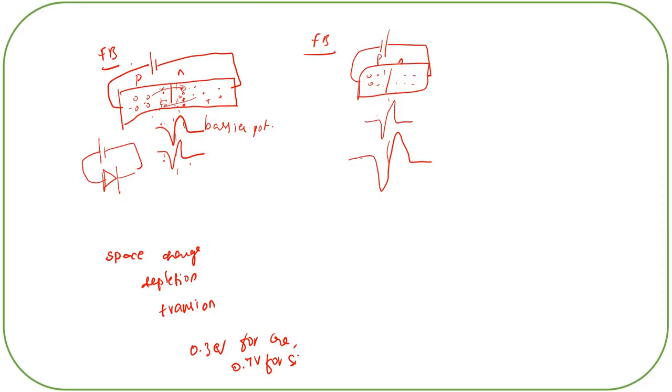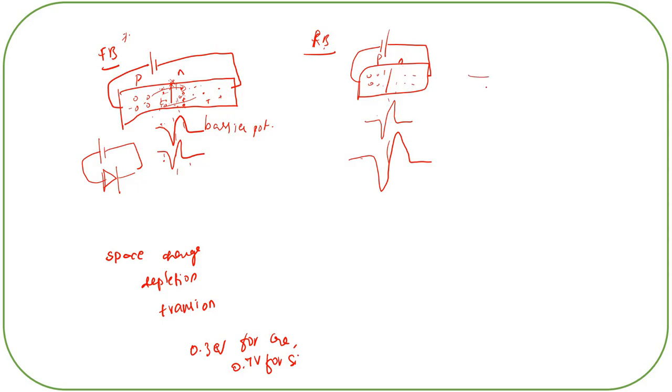As we increase the forward bias voltage, there occurs a point where there is no space charge region at all, and there is free movement of electrons and holes from the N side to the P side and the P side to the N side. And now we go for reverse bias.